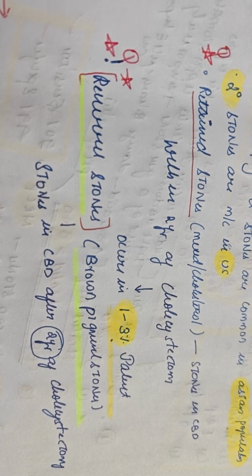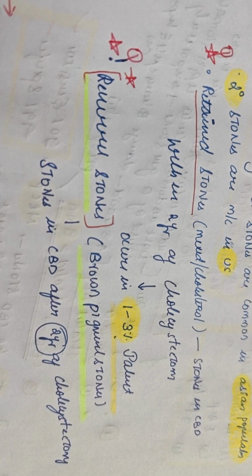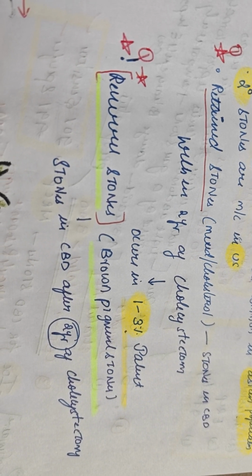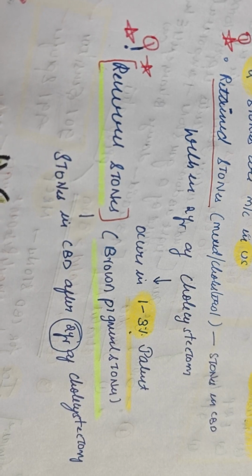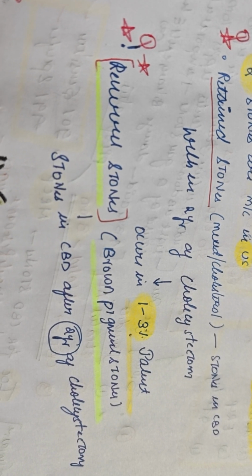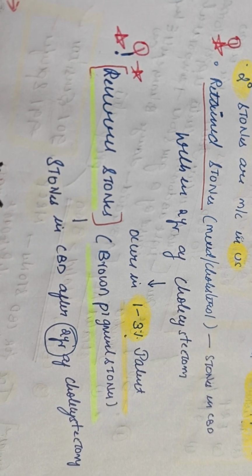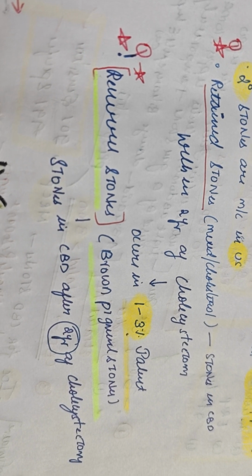That means these recurrent stones. What do you mean by recurrent stones? The stones in the CBD after 2 years of cholecystectomy. They can give you a question, stating that retained stones after 2 years.